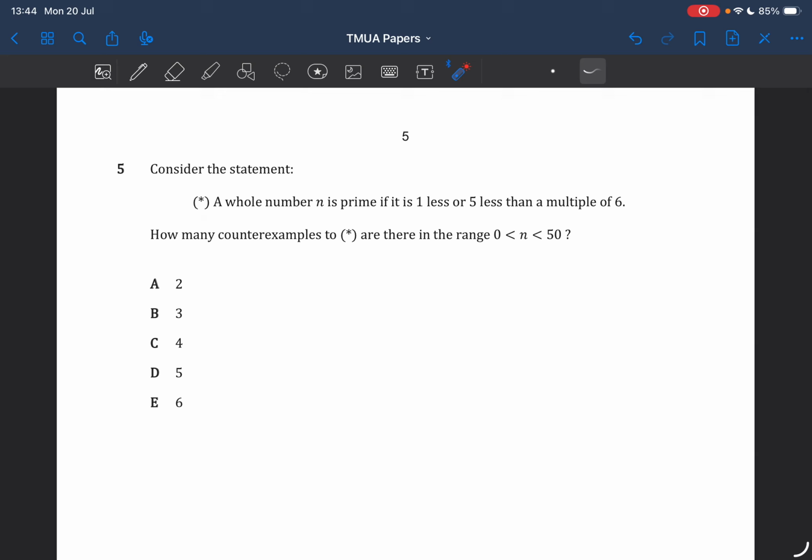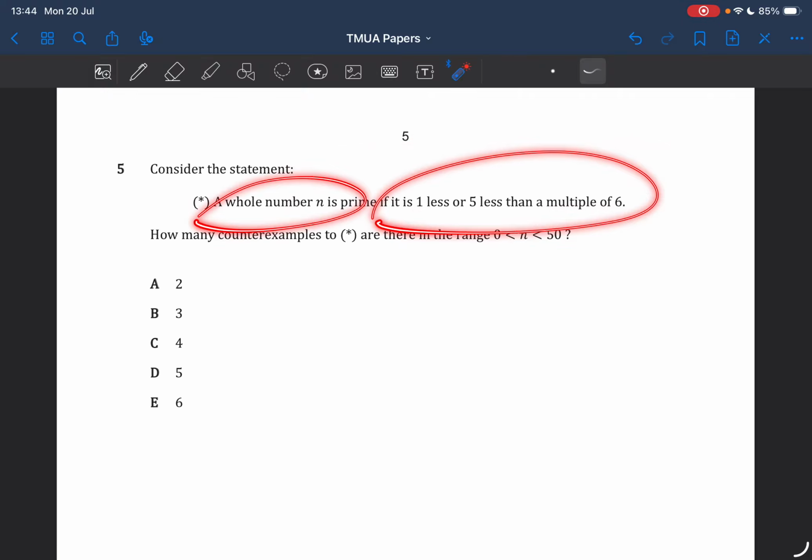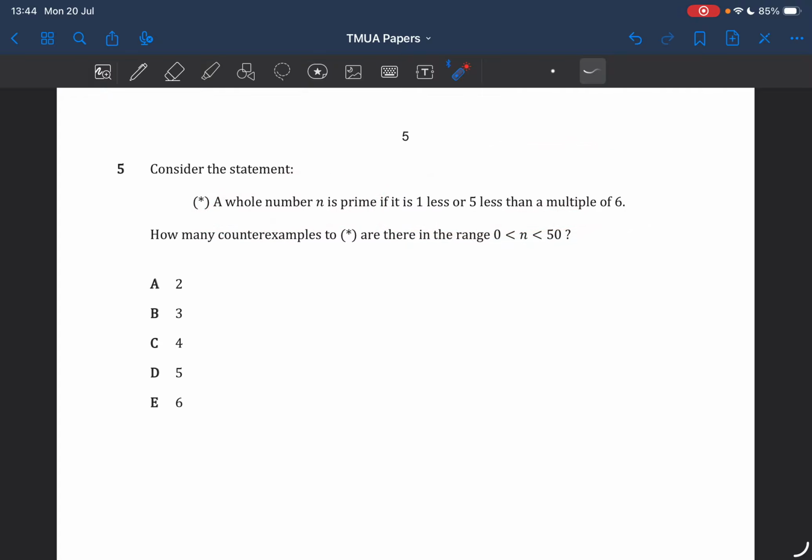Number 5 then. Consider the statement: a whole number n is prime if it is 1 less or 5 less than a multiple of 6. How many counterexamples are there in the range 0 to 50? So it's the kind of reverse thing. If you're a prime, you are this, basically, unless you're 2 or 3, I think the only ones that rule out from that rule. Everything else is going to be 1 more or 1 less than a multiple of 6.